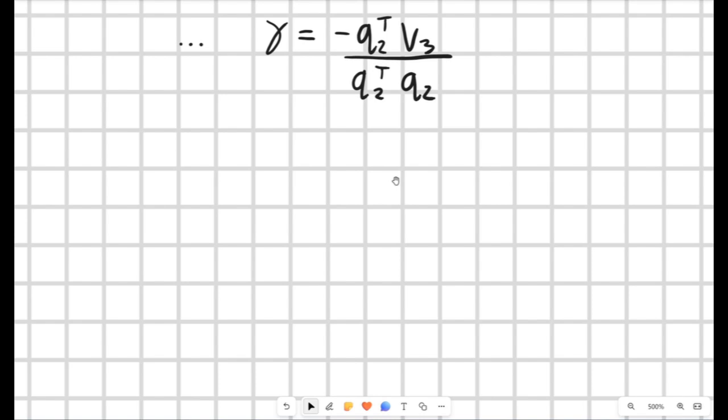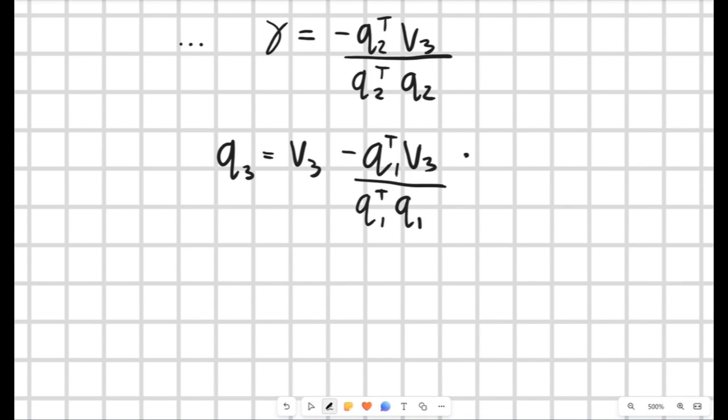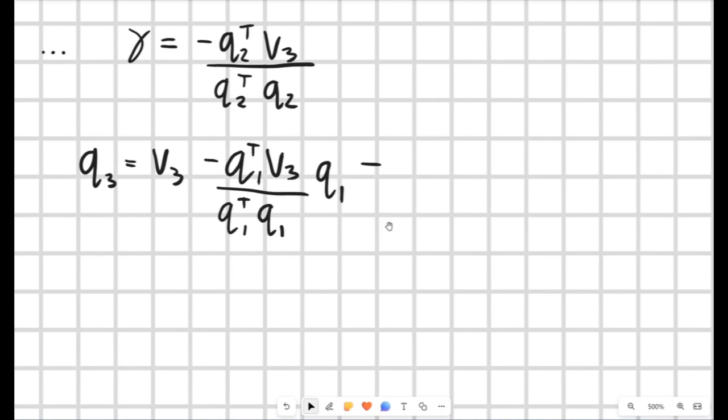So we put all of that together, and what you end up with is that this third vector, Q3, is equal to V3 minus, so this was our beta, Q1 transposed V3 divided by Q1 transposed Q1 multiplied by Q1, then minus again, so this is going to be our gamma, Q2 transposed V3 divided by Q2 transposed Q2 multiplied by vector Q2. So you can see as we proceed iteratively, we can keep finding these new Q's.